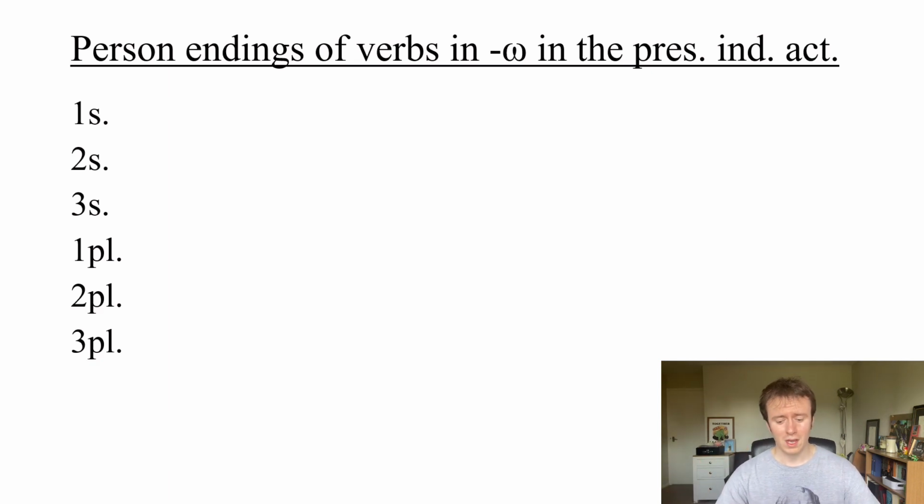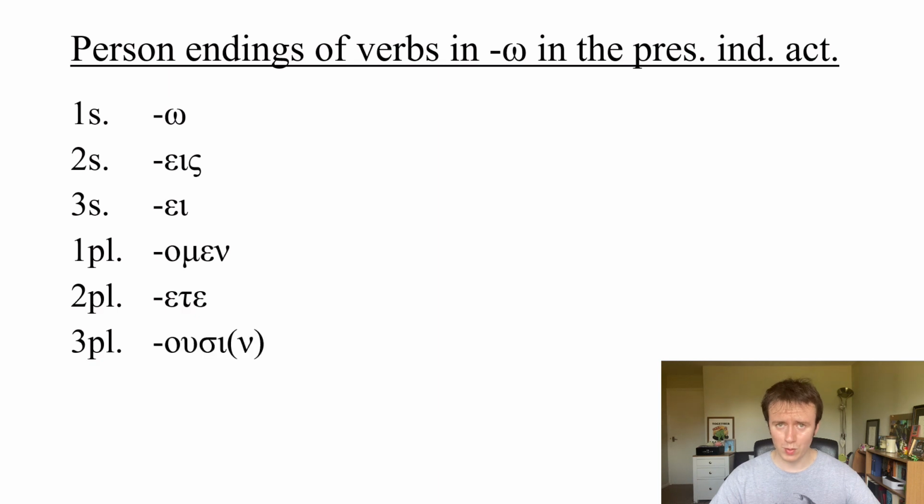But to recap, we have 6 different person endings used in the present indicative active of verbs in omega. And these let us know who is doing the action of the verb. Those of you that have watched my other videos will know that this 1s here stands for first person singular, the 2s stands for second person singular, and so on. Okay? Now, to go through these 6 person endings, you should have had ō, eis, ei, omen, ete, ousin as your 6 person endings, okay? Ō, eis, ei, omen, ete, ousin.